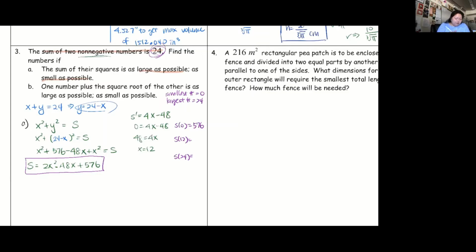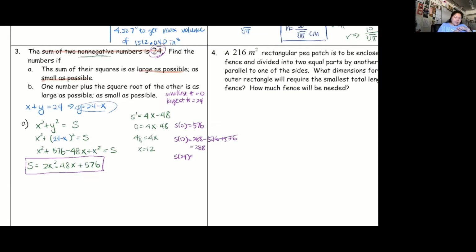So I plug in the 12, and 12 squared is 144. 144 times 2, I get 288. All right, 288 minus 48 times 12, that's minus 576, plus 576, so that gives me 288. Okay, that's gone. Very nice.